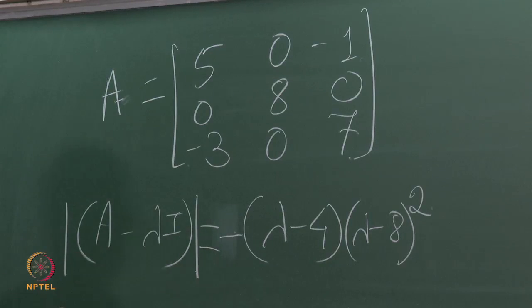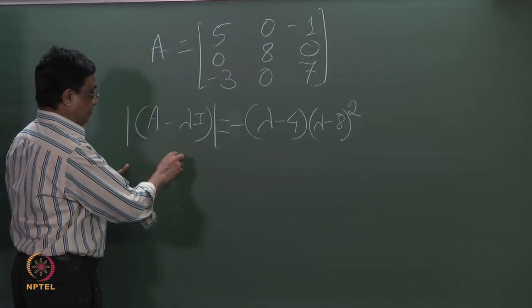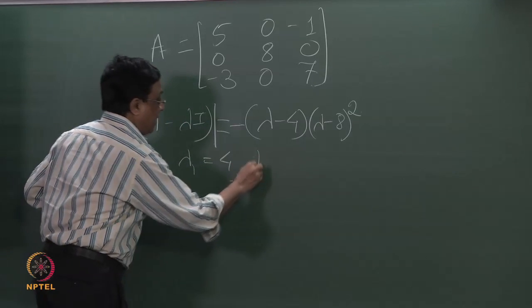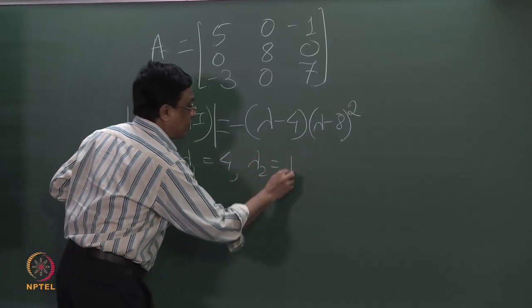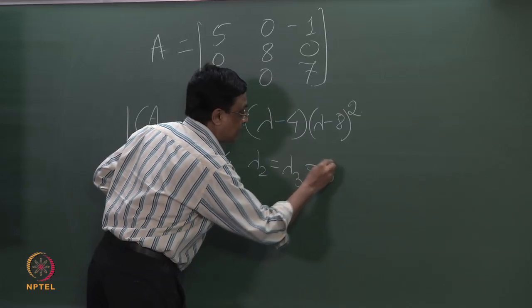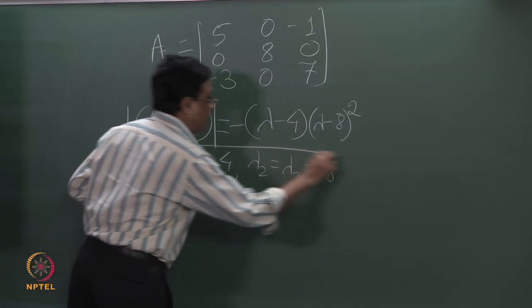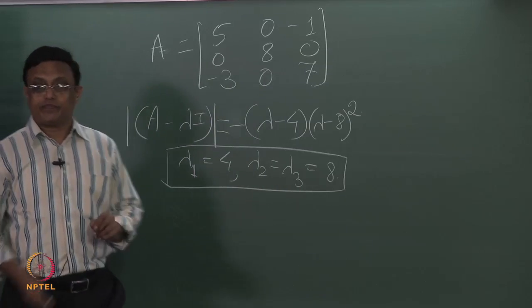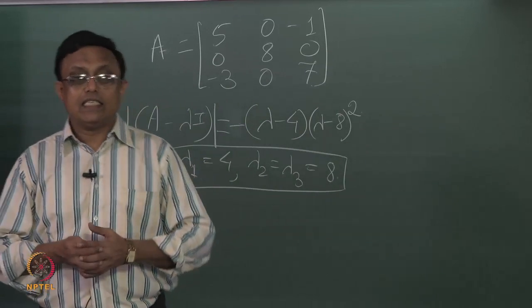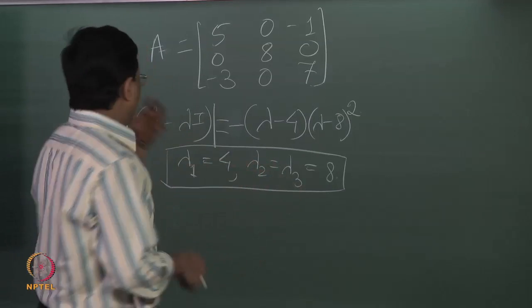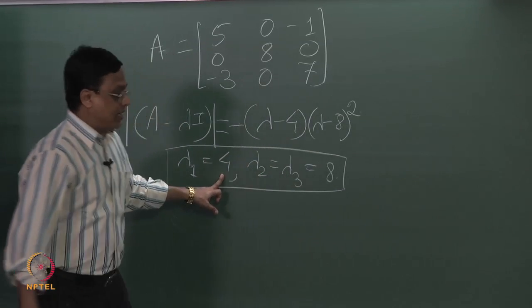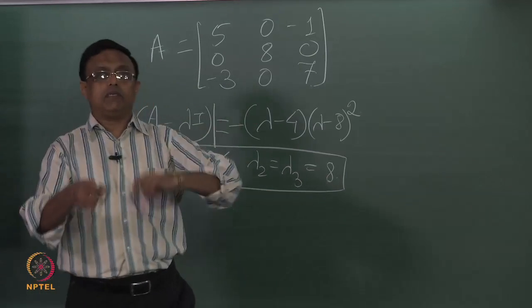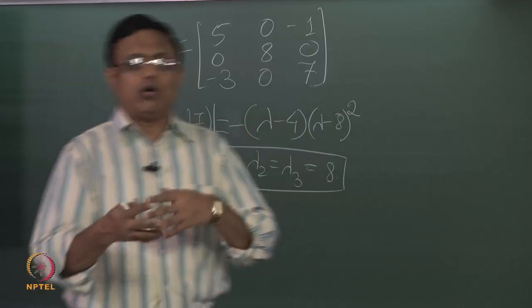So this gives us three eigenvalues where lambda 1 equals 4, lambda 2 equals lambda 3 equals 8. This is one way of writing the set of three eigenvalues. The other way of saying this is that lambda 1 equals 4 is of multiplicity 1 and lambda equal to 8 is of multiplicity 2, that means it occurs twice. Okay, that two eigenvalues are the same.